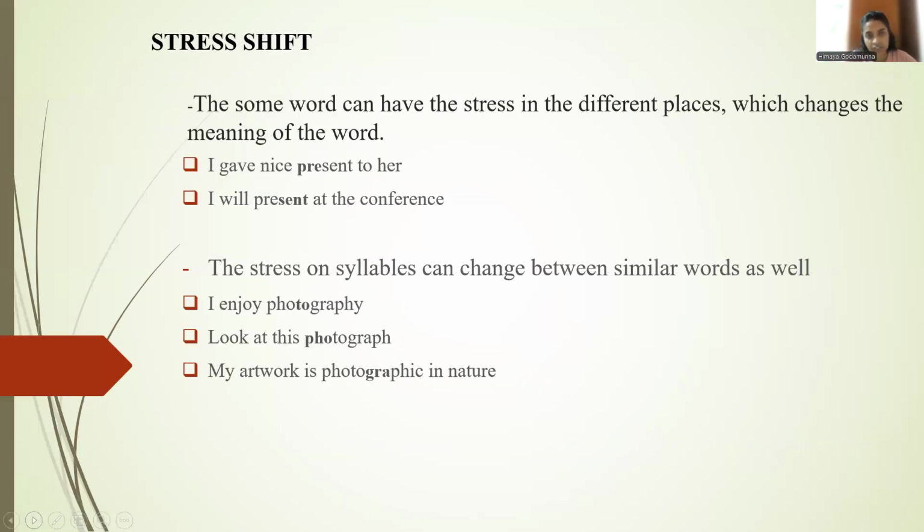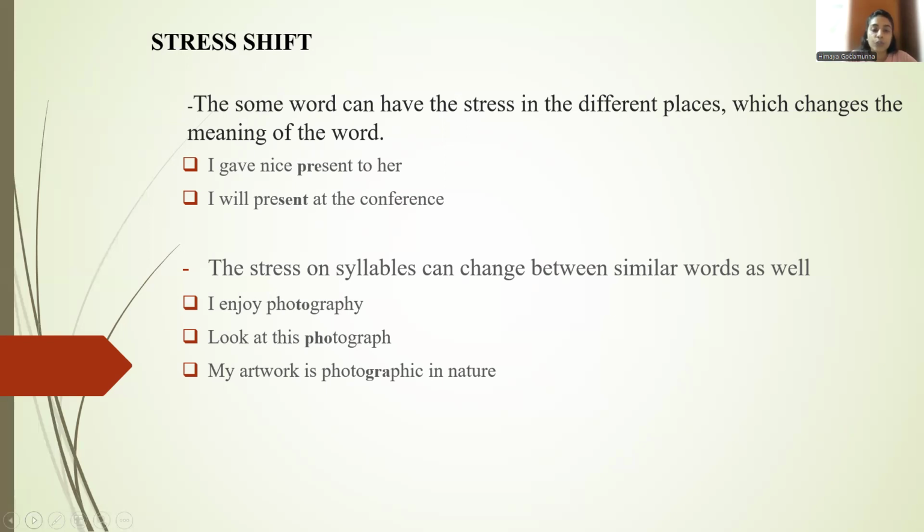Stress shift. Some words can have the stress in different places, which changes the meaning of the word. Here, the word present as a noun and the word present as a verb. I gave a nice present to her. I will present at the conference. So, as I mentioned, for the noun, the stress falls on the first syllable, and for the verb, the stress falls on the second syllable. And the stress on syllables can change between similar words as well.